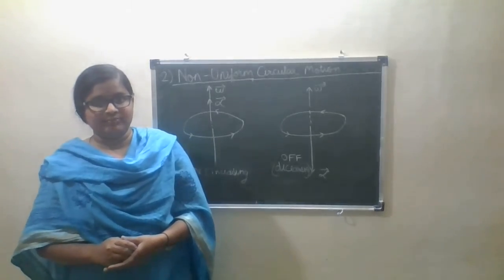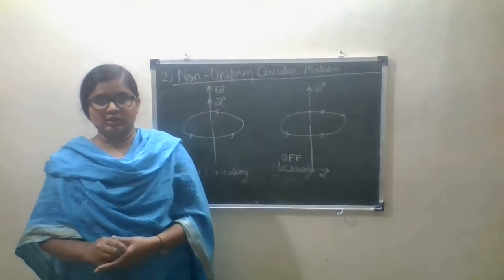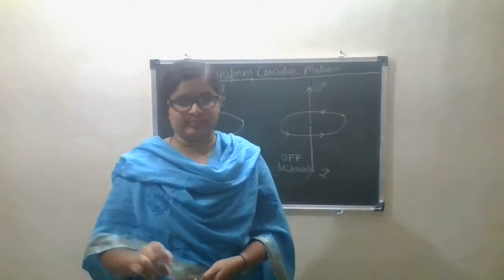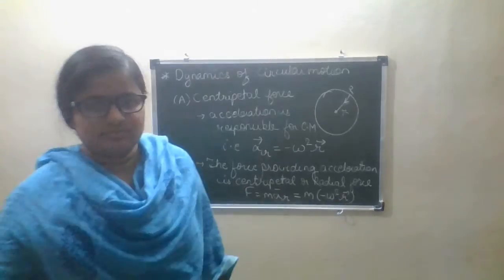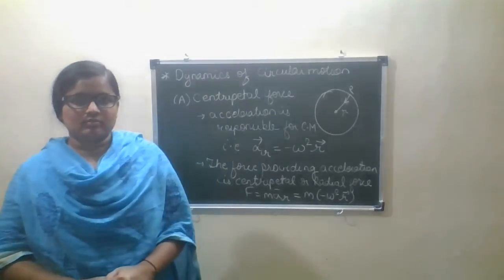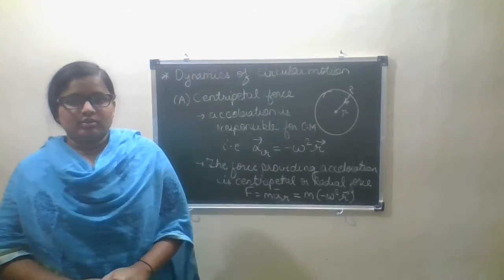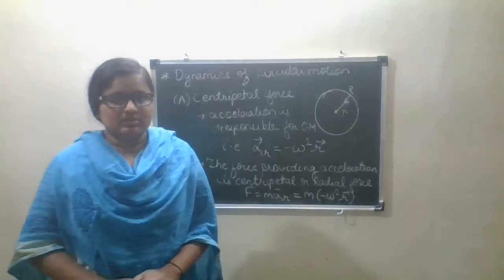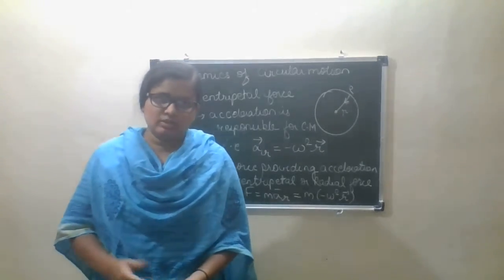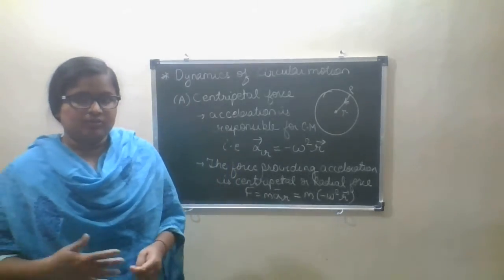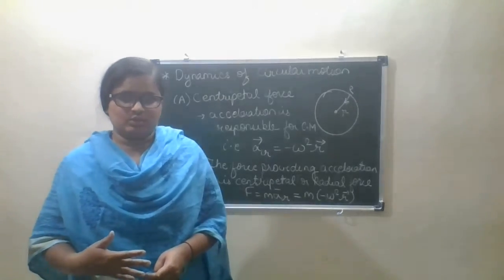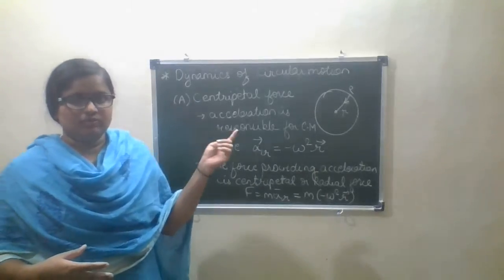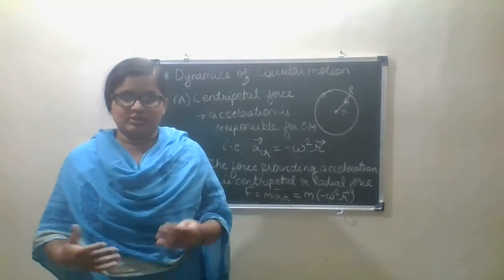You can see that. Now we will see what the dynamics of circular motion are. We have completed the kinematics of circular motion, that is, uniform circular motion and non-uniform circular motion. Now we will see the dynamics of circular motion. In that, first is centripetal force. We know very well what centripetal force is.